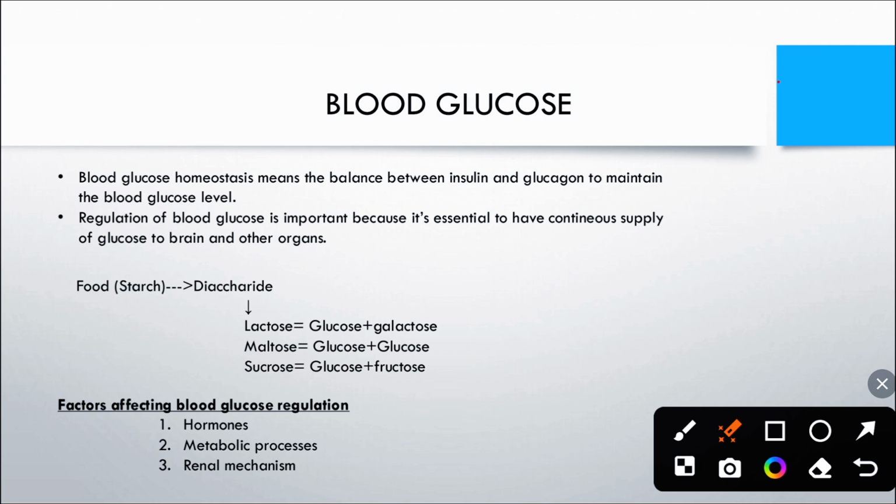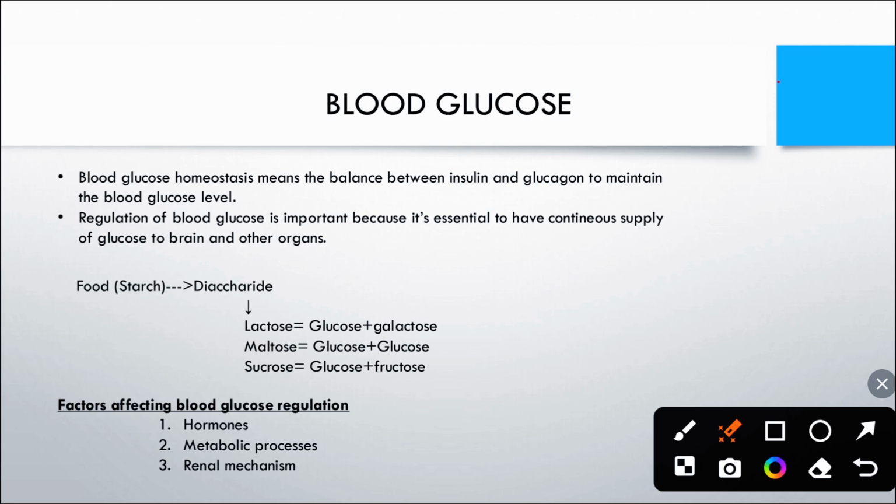When you take food, it is converted to disaccharides, meaning lactose, maltose, and sucrose. Lactose is composed of two types of sugar, that is glucose and galactose. Maltose is glucose and glucose, and sucrose is glucose and fructose.